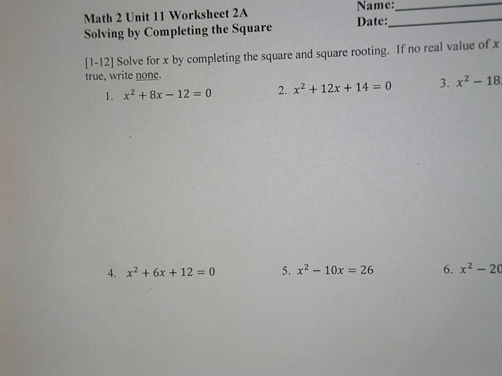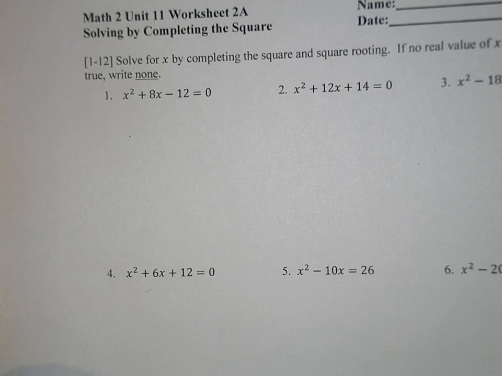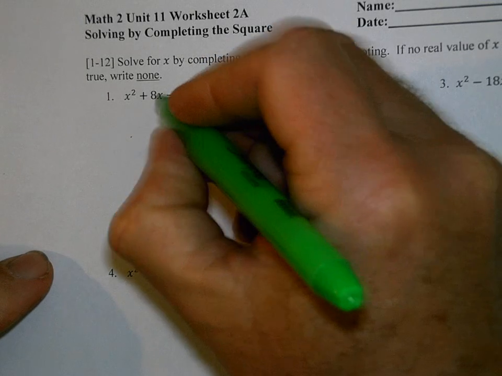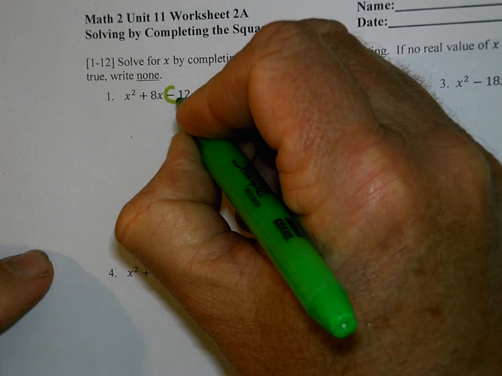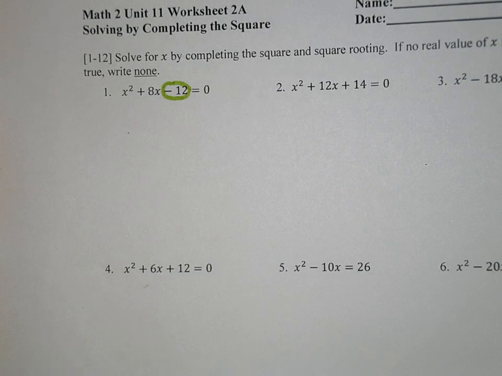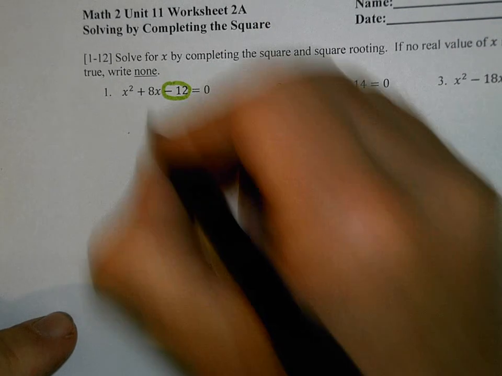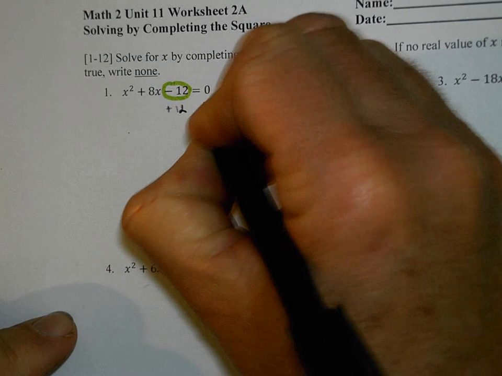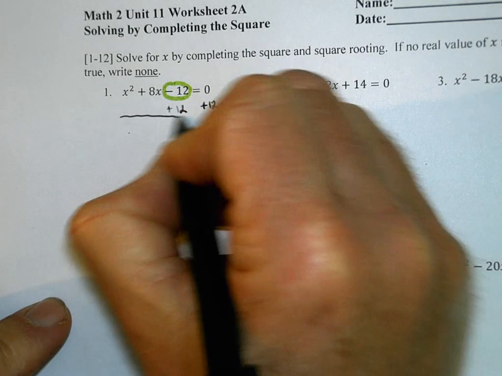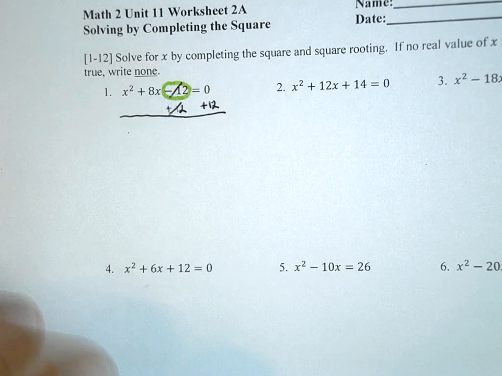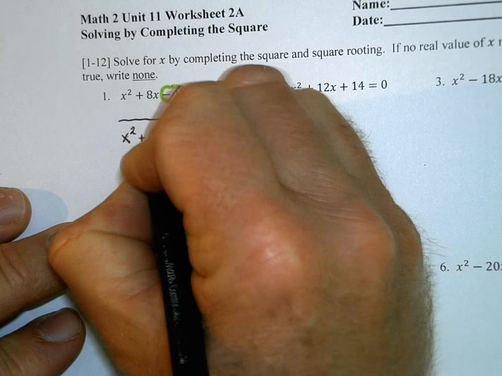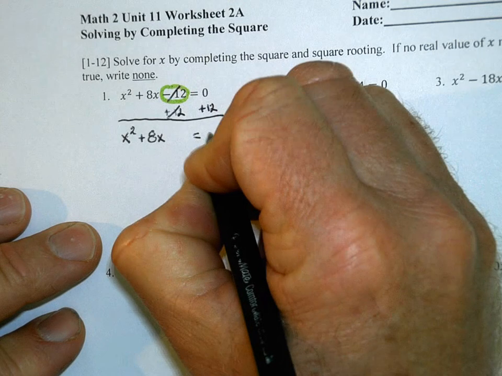So remember, when we're solving by completing the square, the first thing you're going to do is take the c value and move it over to the right side of the equation. I have a minus 12 for my c value, so I'm going to add 12 to both sides of my equation. That causes these 12s to cancel out, and my new equation is x to the second power plus 8x equals positive 12.